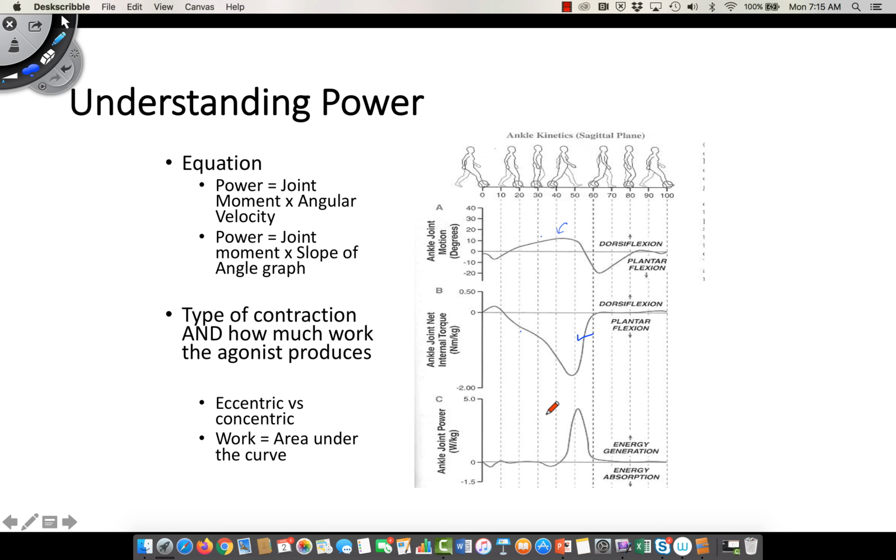So here's the power graph. Positive values indicate a concentric contraction. Negative values indicate eccentric contraction. And zero values indicate isometric. And then the area under the curves represents how much work the muscles are doing at the joint.